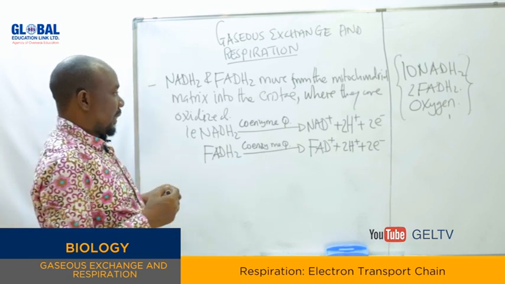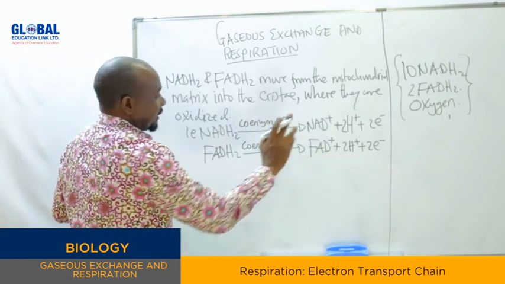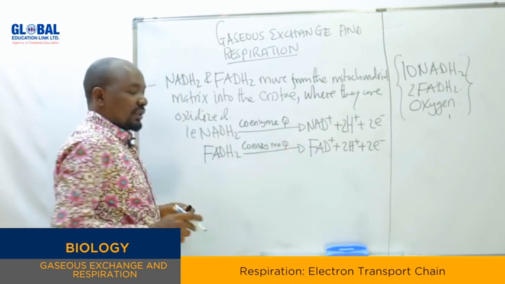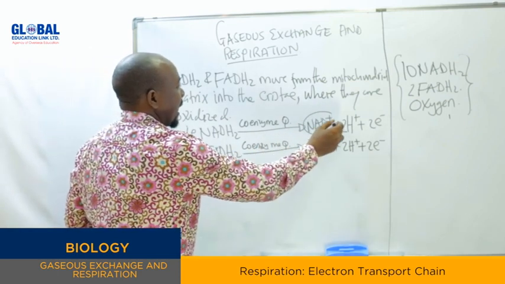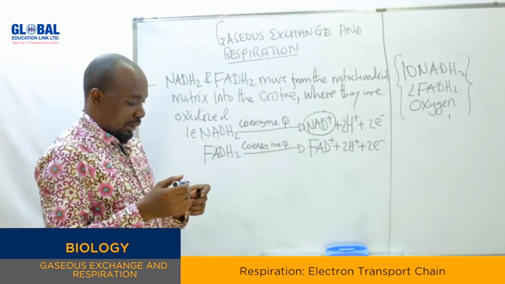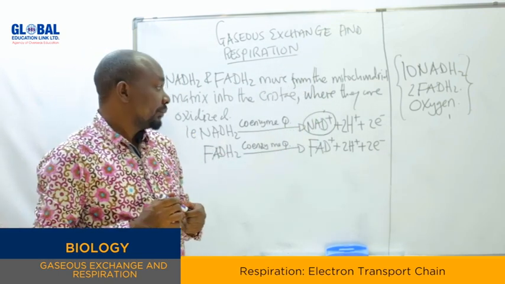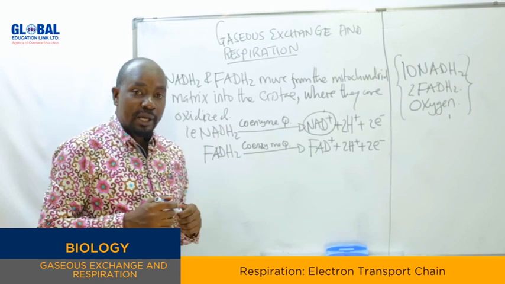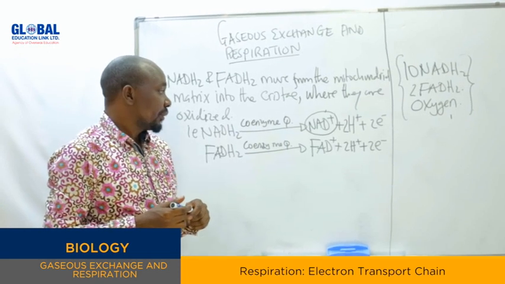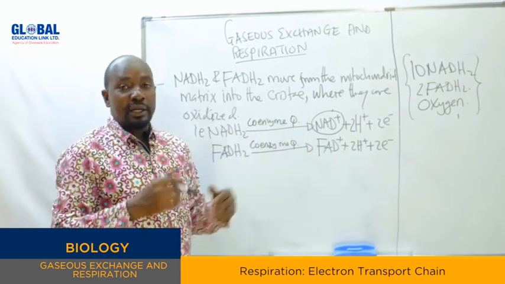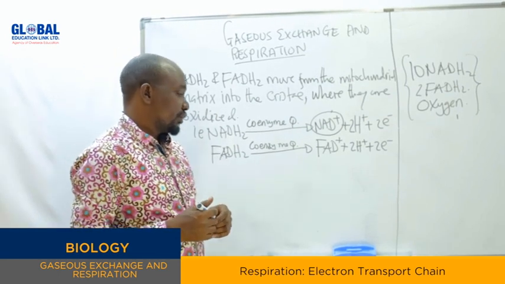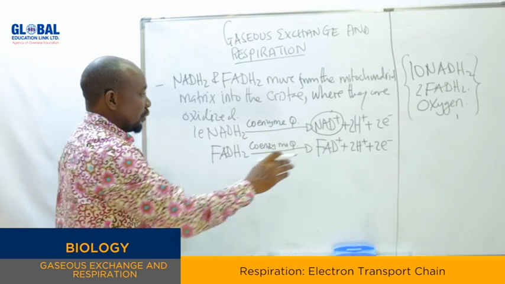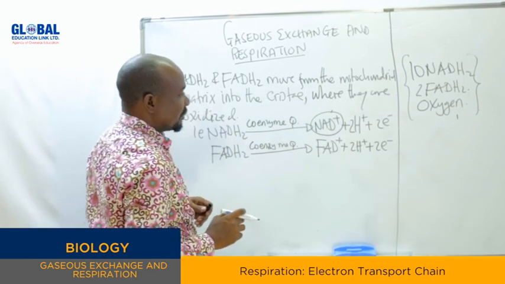Then now, the oxidized NAD and the oxidized FAD return into the matrix and the cytoplasm of the cell, so that they can carry more hydrogen and electrons. So we remain with the protons and electrons.